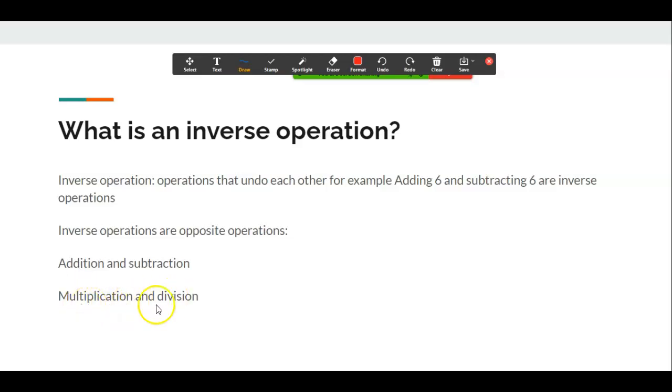And the same thing with multiplication and division. And we did this a lot when we were working on our division. When we would get our quotient, we would always go back and check with multiplication to see if we got that correct answer. Okay, so you have to know what an inverse operation is to help you with solving equations.